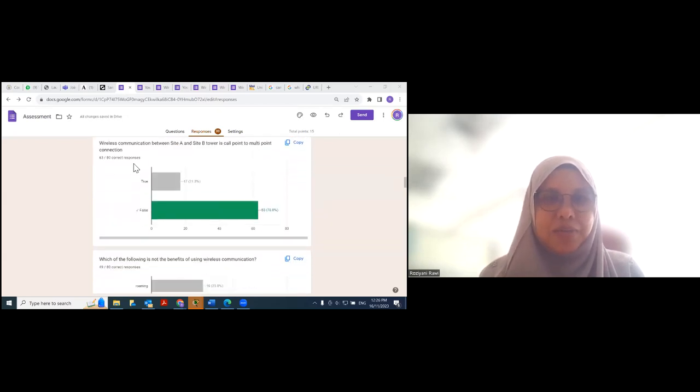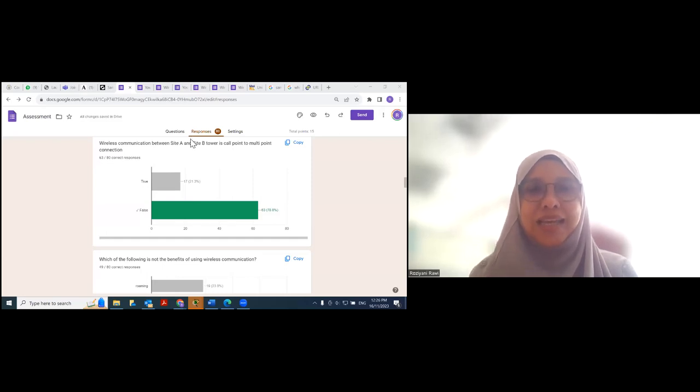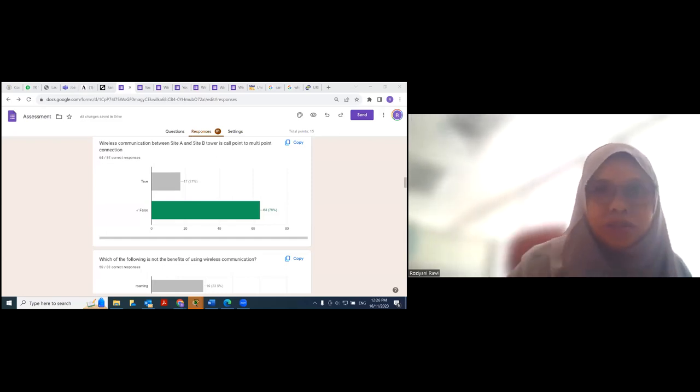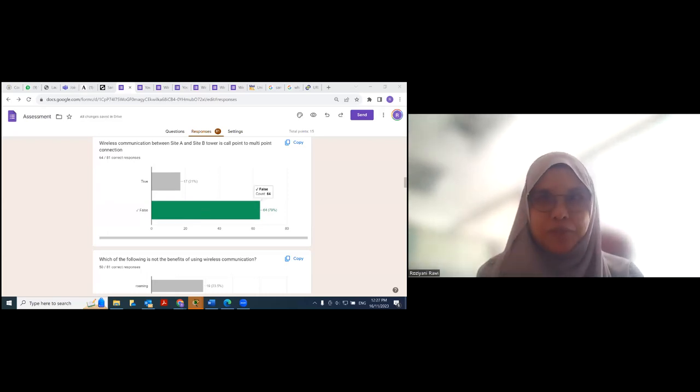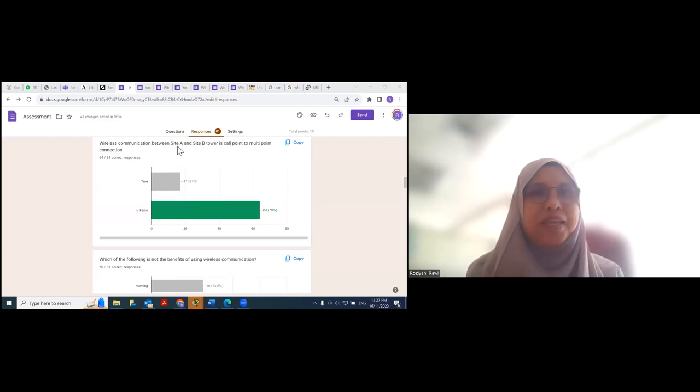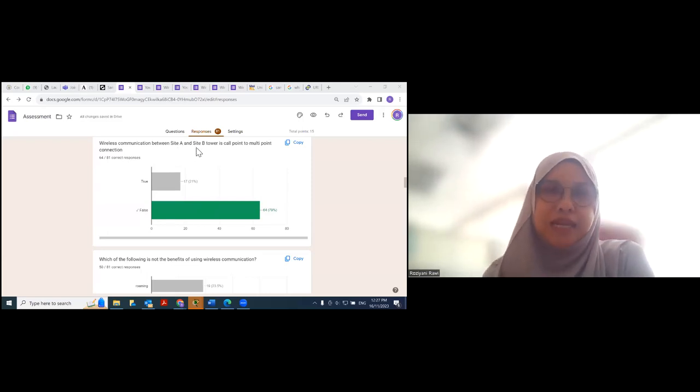The first question: wireless communication between site A and site B tower is called point-to-point connection. 64 of you said false. Yes, in the slide prepared by Dr. Miftadi, communication between site A and site B is point-to-point communication, okay?